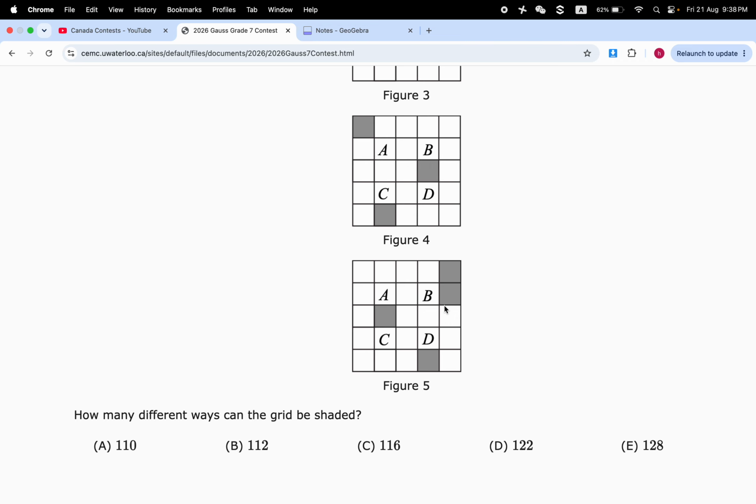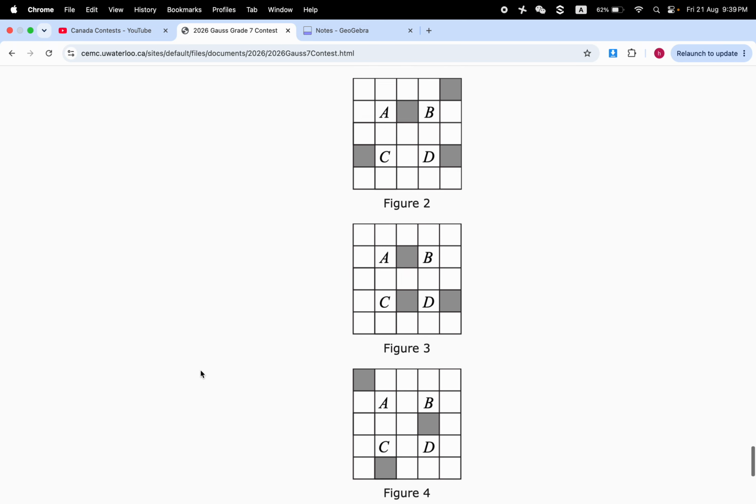This one is not okay because these two shaded boxes are next to each other. Shaded boxes cannot be neighbors themselves, right? Otherwise, you can move this over to here, then it would be good. A and C are both covered, B is covered and D is covered. So this attaching thing is the only problem. And how many different ways are there?